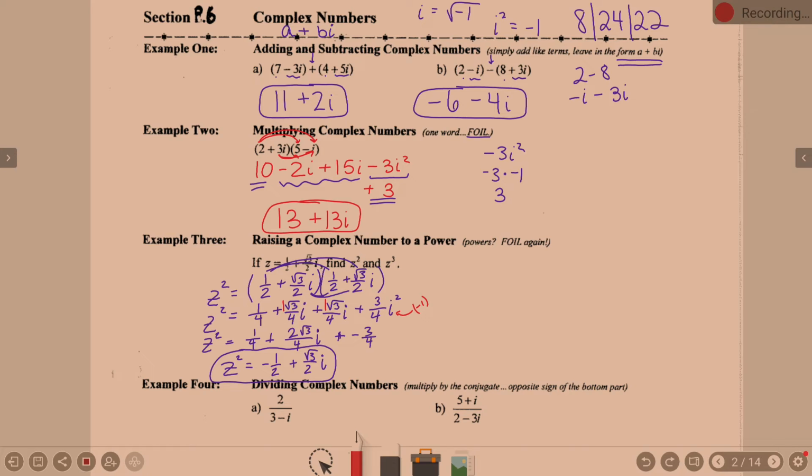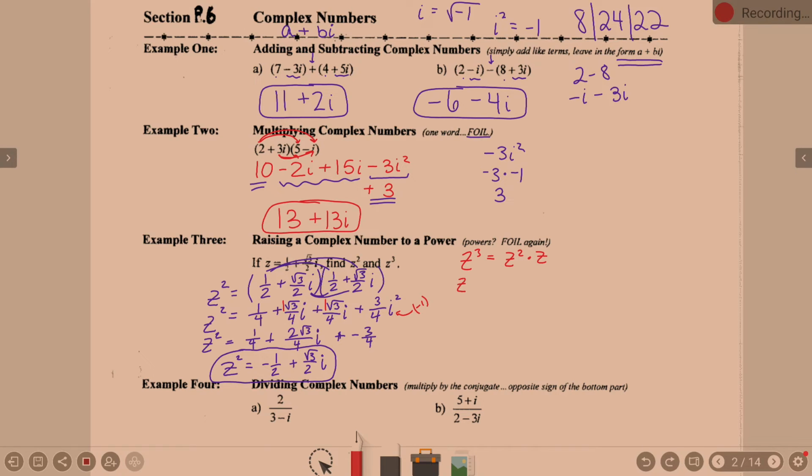So, now, am I done with this problem? No. They want us to find z to the third. Now, be smart. Okay, so z to the third officially means we're going to do z times z times z. However, what would be smart is to just take the answer to z squared. What I would think of doing is, let's actually think z squared times z. That would be my thought. Assuming you didn't make any mistakes on z squared, this will work out perfectly fine.